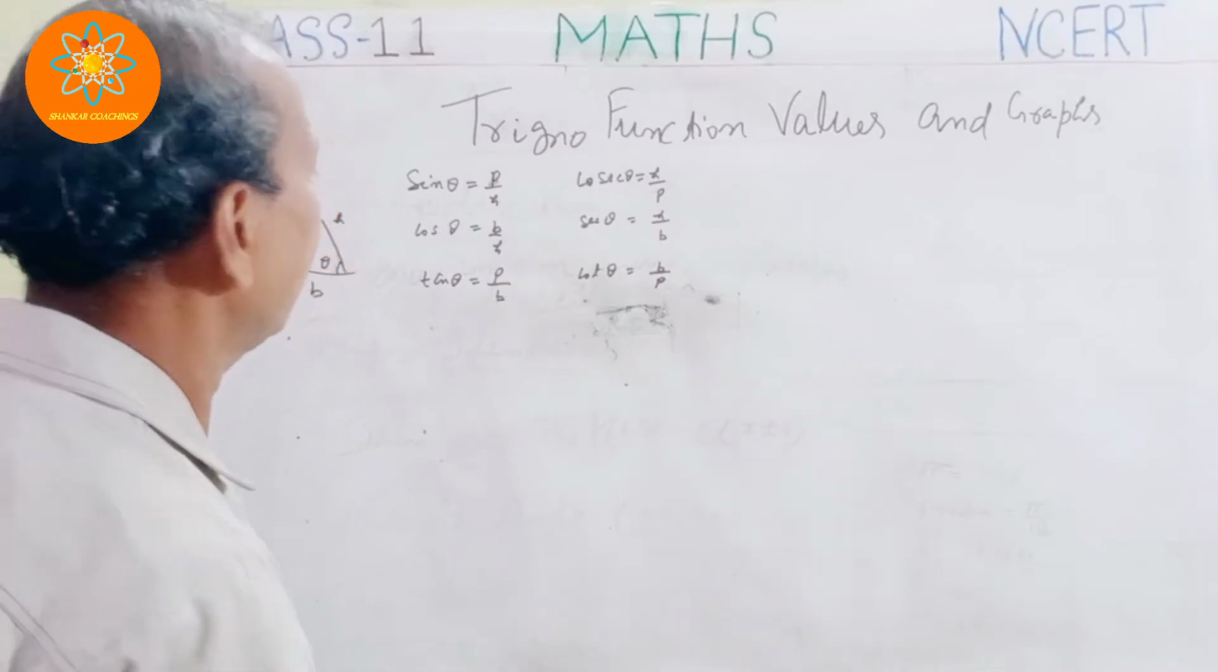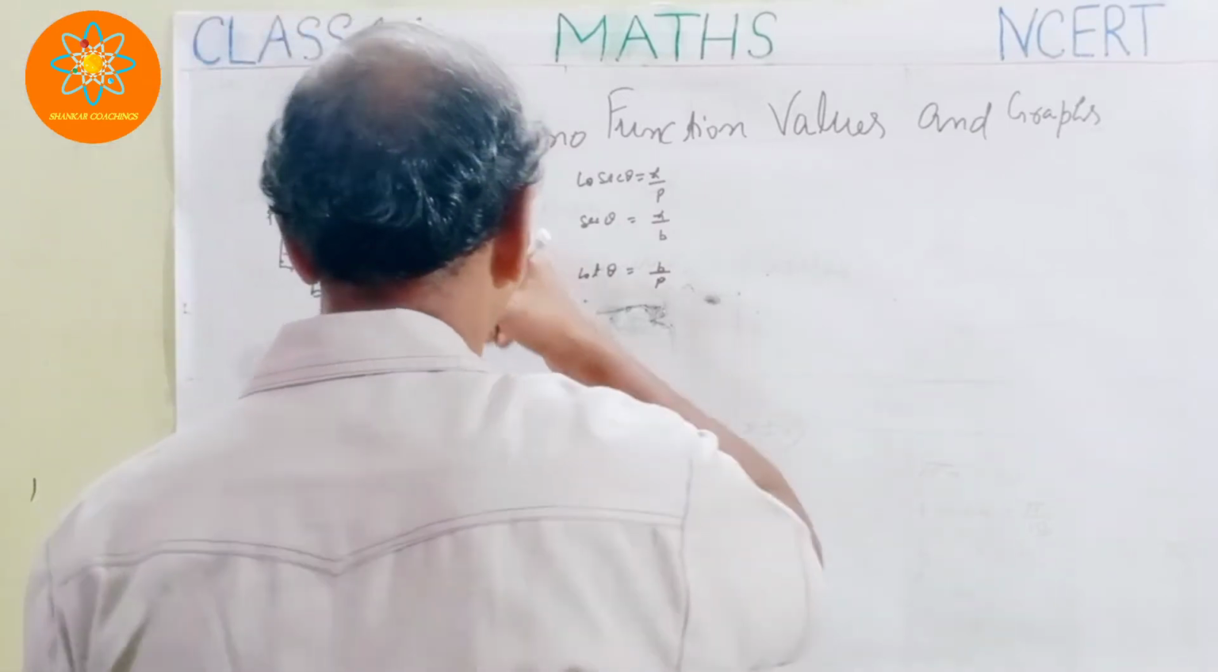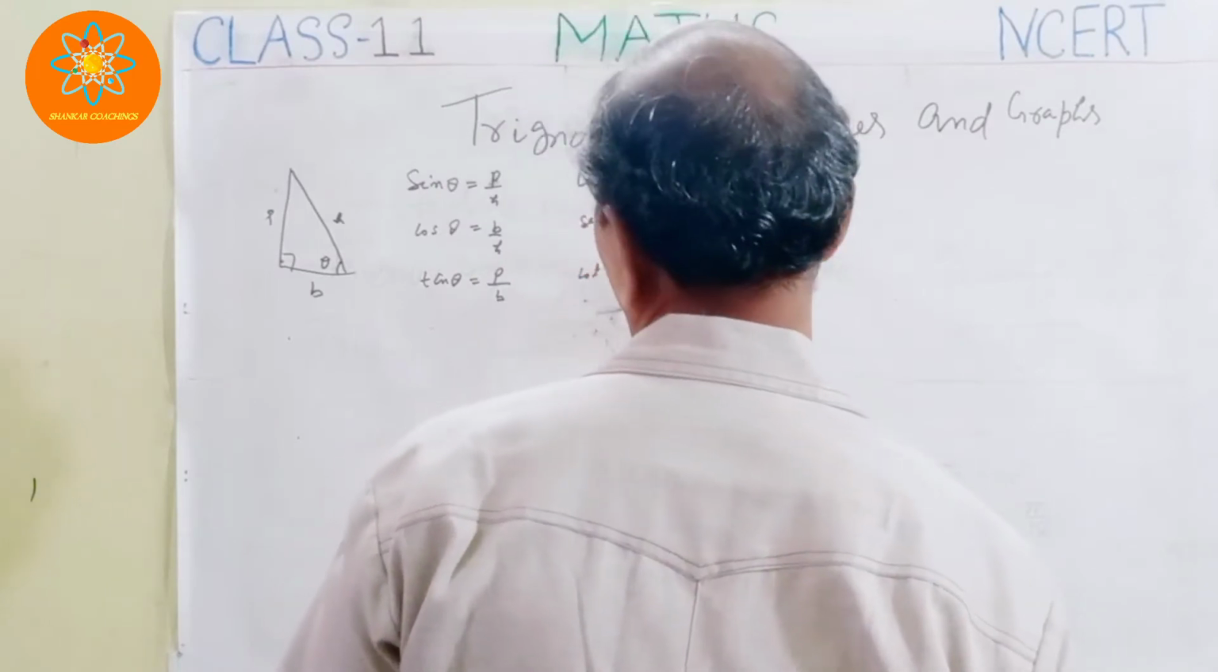So these are the ratios, defined in terms of sin theta, cos theta, tan theta. Now we will see the values of all these. So how to find the values?